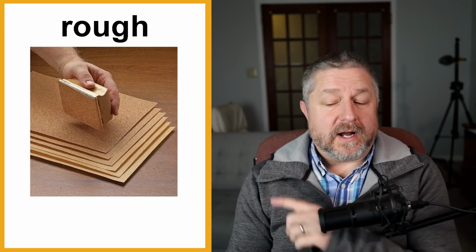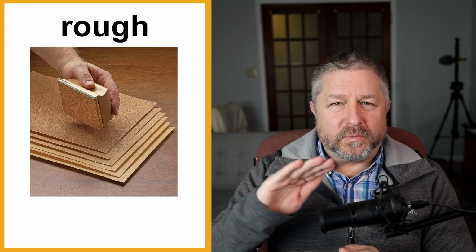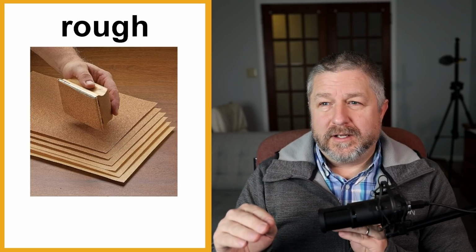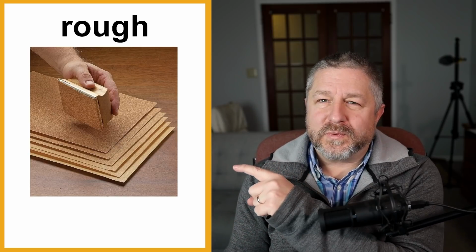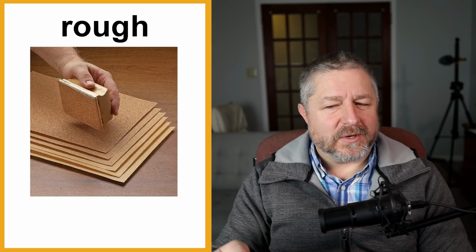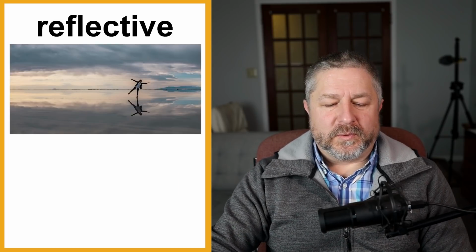When you have something rough, you can make things like sandpaper that you can rub. You can rub sandpaper on wood in order to make the wood smooth. So it's interesting that something that's rough, like sandpaper, can be used to make something like wood smooth. Very, very cool. We also have the word reflective.